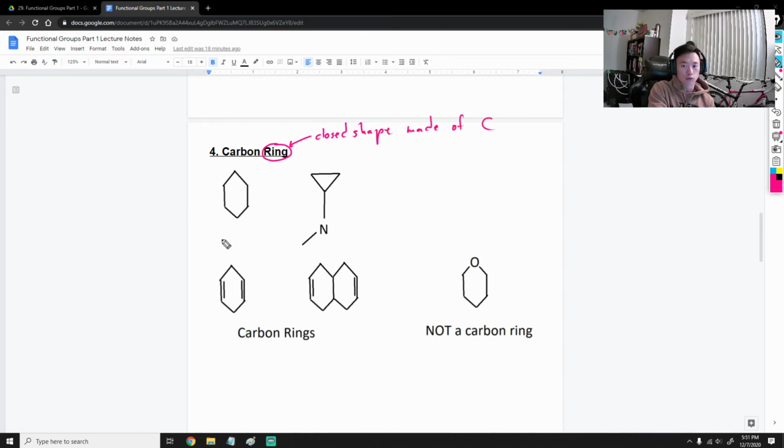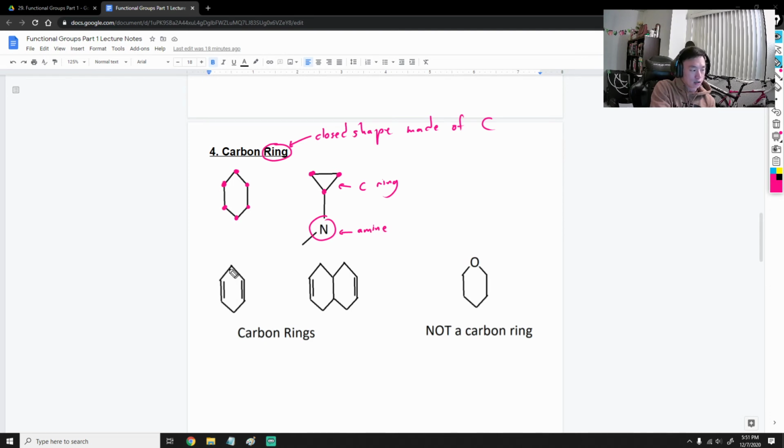Okay, so we have a couple different examples here. If you notice, we have this hexagon figure. Now, it's going to be a ring, right? A closed shape made of 6 carbons. So this would be a carbon ring. Here we have a triangle. We have 3 carbons that make a closed shape. So this would be a carbon ring. And then if you notice, there's an N right here. So this would be another example of an amine.